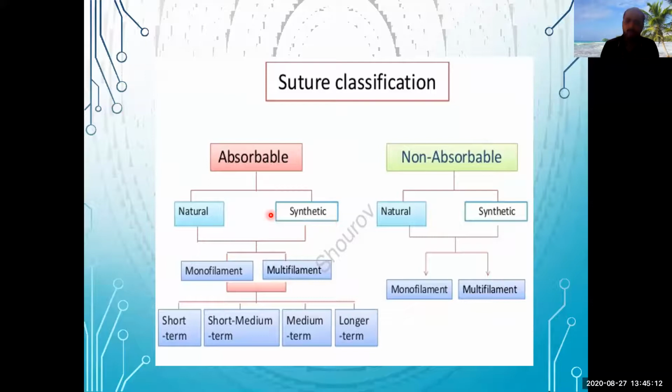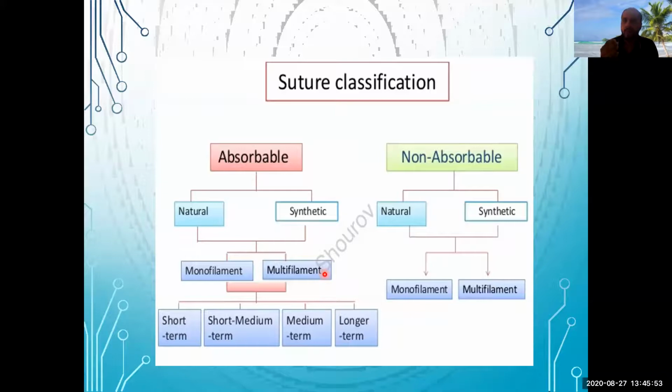In both types, you will have natural or synthetic. That means from natural sources we can have absorbable sutures as well as non-absorbable sutures. Like we said previously, two names you have uttered: silk and catgut. Catgut is natural absorbable, but silk is natural non-absorbable. Then we have produced some synthetic sutures which are absorbable, but some synthetic sutures are non-absorbable. Again, another classification: both types will have monofilament and multifilament.